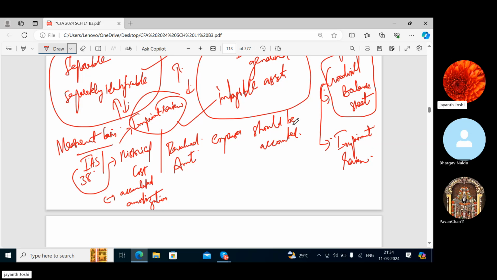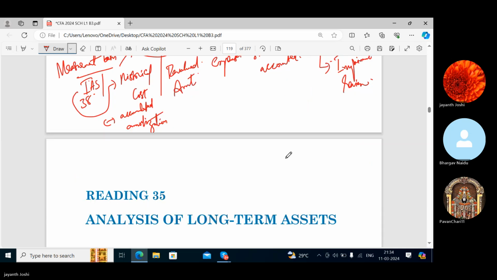Some more points related to intangible assets: research and development. Research is an expense as per International Accounting Standard. Development is an intangible asset.